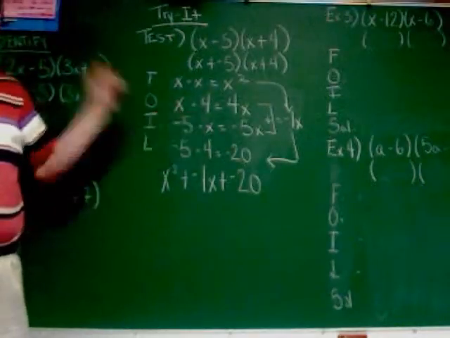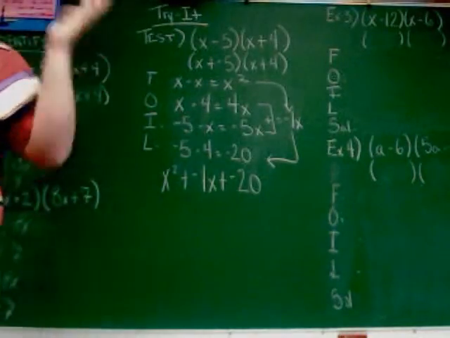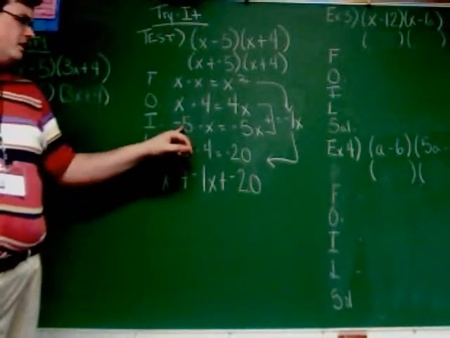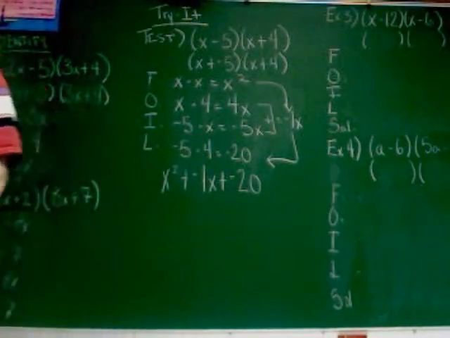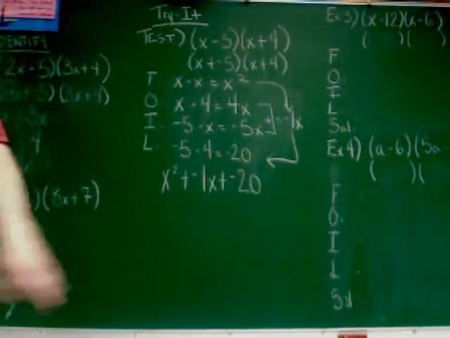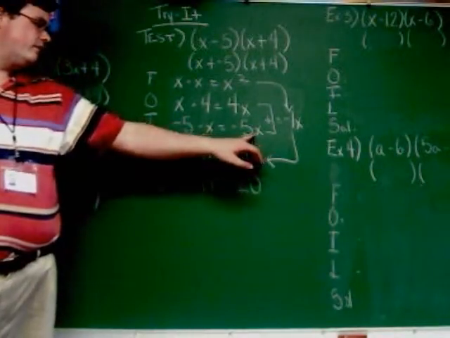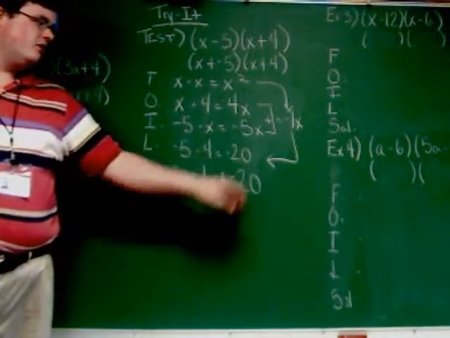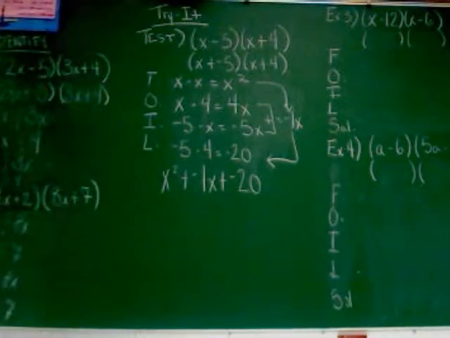We had 4 times x there. That's easy. We just jam those two together. 4x. Same thing's going to happen in I. Negative 5 times x. Just jam them together. Negative 5x. And then the last, negative 5 times 4 is negative 20.